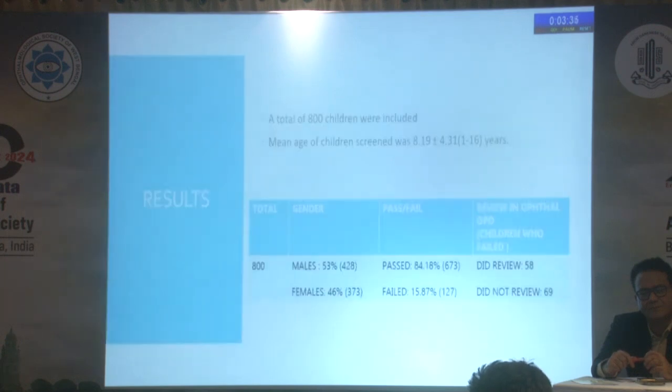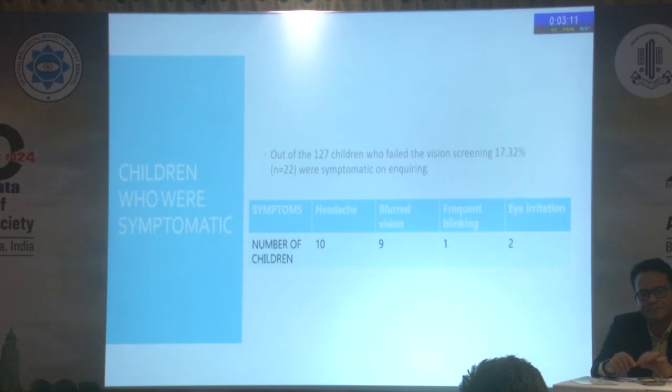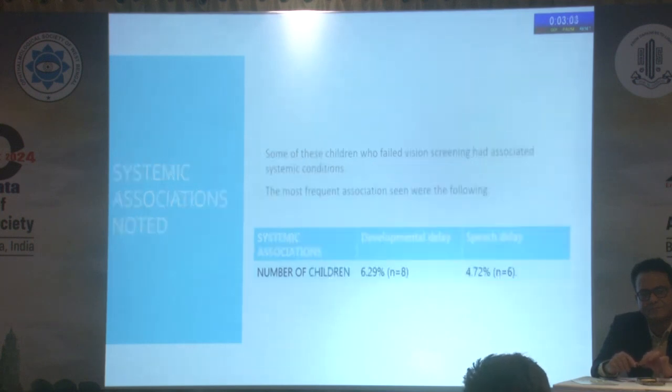The results of the study were: in total 800 children were included, and the age group was 8 years plus or minus 4 years. The gender was almost equal, and around 84% of the children passed the test, and out of the 127 children who had failed, less than half of them reviewed with the ophthalmologist. Some of these children were symptomatic, and the common symptoms were headache and blurred vision. Others were frequent blinking and eye irritation.